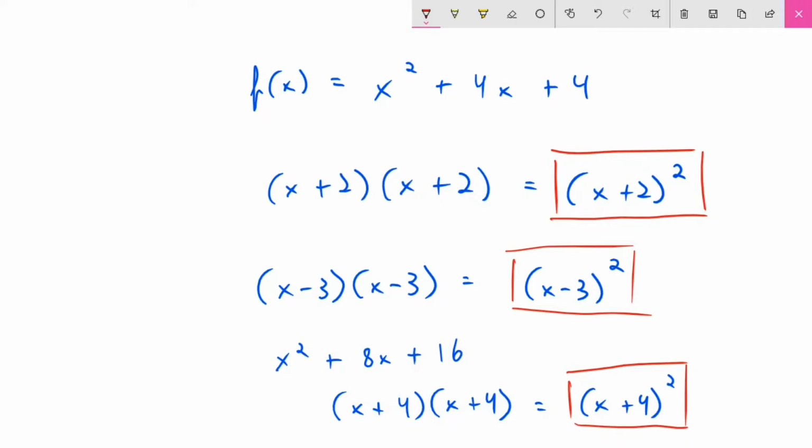The second part now, we're going to be doing the difference of squares. Difference of squares. Now let's work out a couple of problems. Let's do, first of all, f(x) = x² - 4.